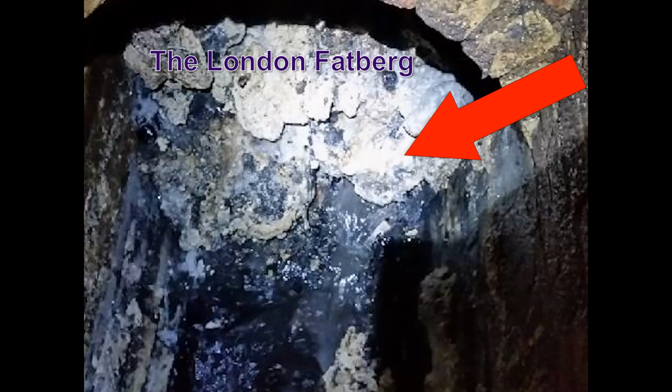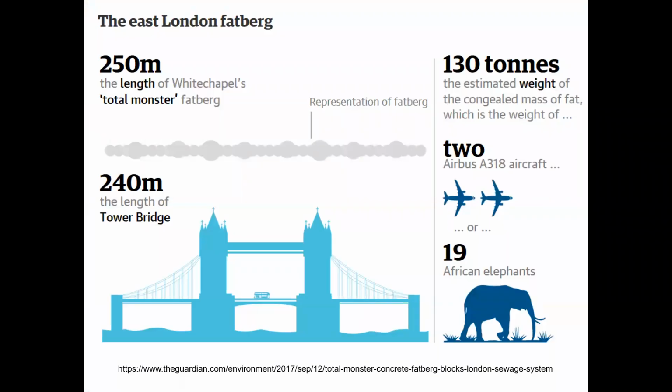This is London, England. You can imagine the sewers are old there, and we're talking about hundreds of years of people dumping their fat and grease down there. And that's how big it was: 250 meters long and 130 tons of fat. So how do you deal with this? I mean, this just sounded really, really disgusting.